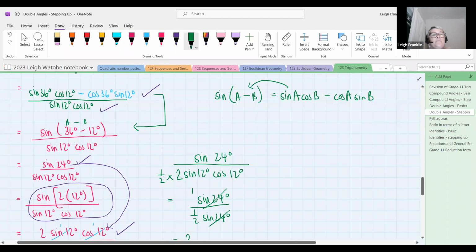And then from there, once you said A minus B, 36 minus 12 gives us 24, then you'd know that 24 was double 12, and then you could proceed from that point onwards. Okay.